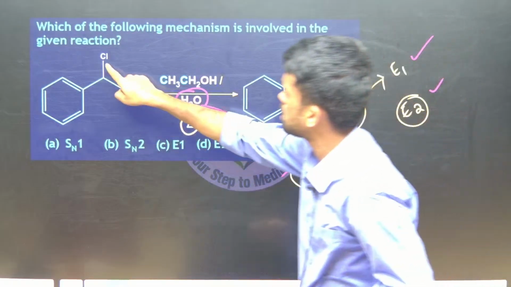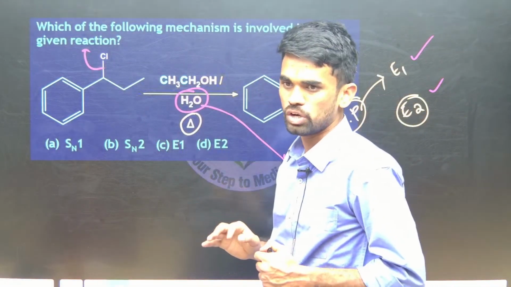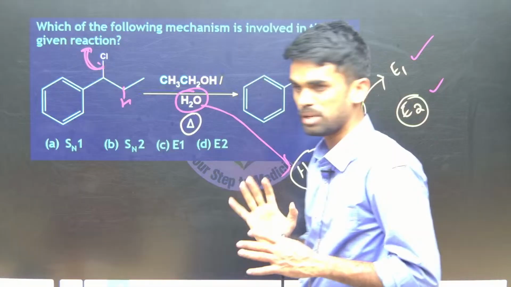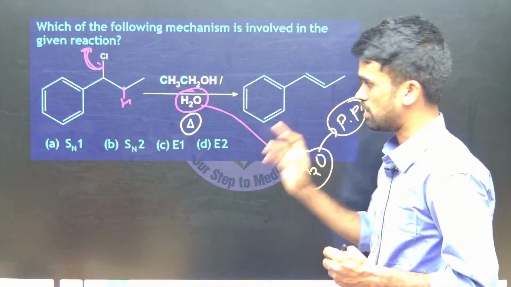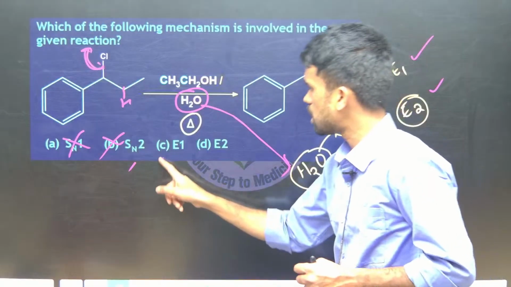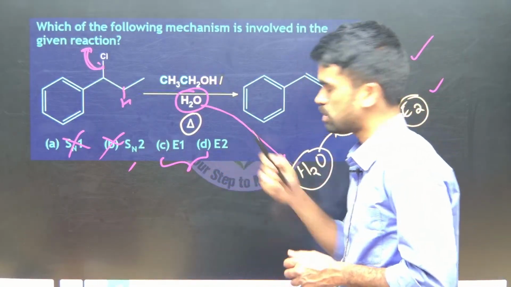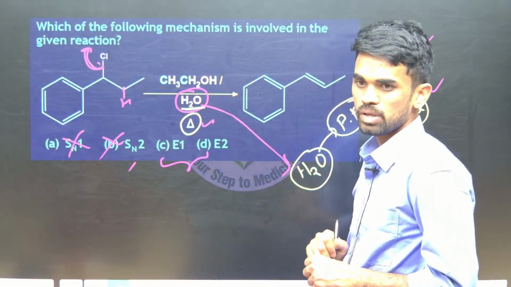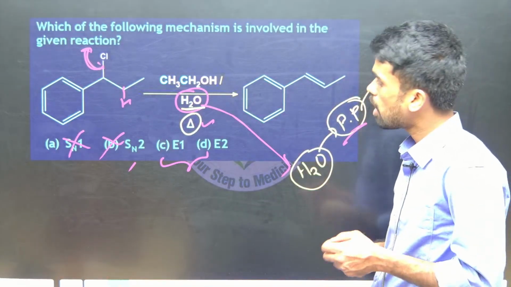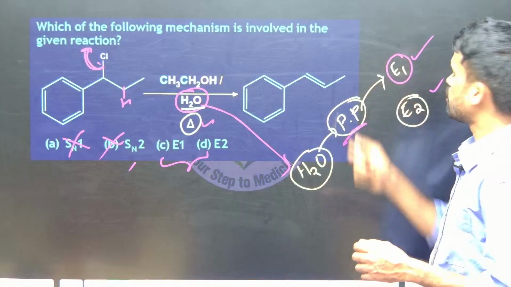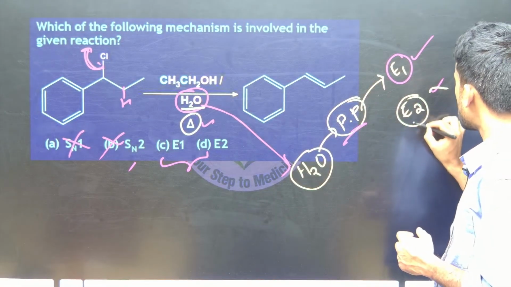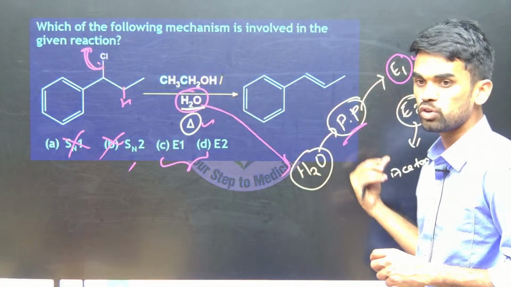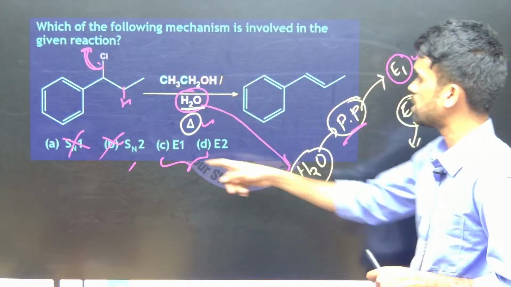Substitution means some other nucleophile should come into that place, but it is not happening. It is removing chlorine from here and hydrogen from here. It means elimination is favored. So not A, not B. Out of these two, how can we decide which one it is? Heating condition means elimination. Next, the solvent used here is water, a polar protic solvent. Polar protic solvents favor E1, not E2. If a polar aprotic solvent, for example acetone, were mentioned, you could say the reaction follows the E2 mechanism. But here it is water, a polar protic solvent, so it is E1.